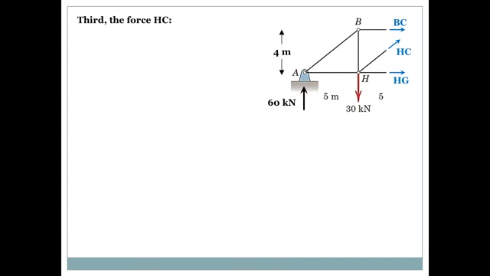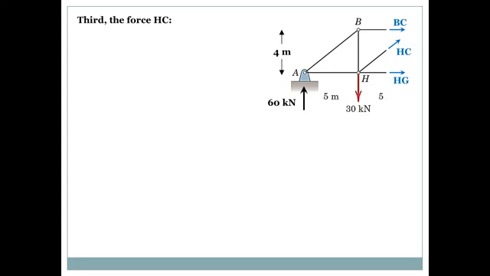The force HC. One might say, okay, HC, I can rotate it about B, I can rotate it about A, but there is a simpler trick to this. Look at the other two forces, BC and HG. Do you know the values for those? Yes, now you do. So why don't you use the other equilibrium equations? What about summation of the forces in the X and summation of the forces in the Y?